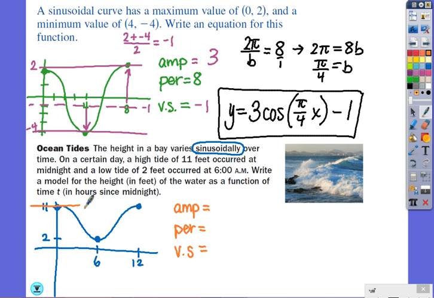What's halfway between 11 and 2? Well, the average of 11 and 2 would be 13 divided by 2, so 6.5. So our vertical shift is up 6.5. From there, we're going to go up and down from that dotted line. Another 6.5. No. Wow, math, hard. 4.5.